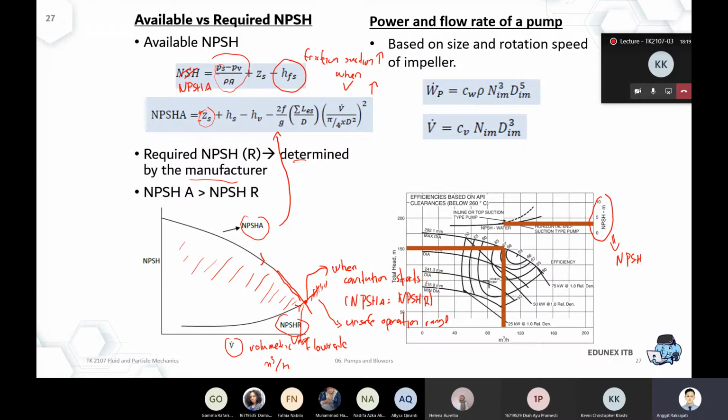Okay, so in this case, if we use 100 cubic meter per hour to the pump, and then we go into the secondary axis direction, that means the NPSH required would be approximately 3 meter. That means you have to make sure that the NPSH available has to be higher than 3 meter, to make sure that it is a safe operation.